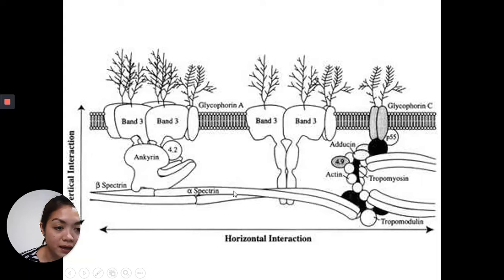Beta monomer and alpha monomer, and the same one here. This is protein 4.1, which attaches glycophorin C to your spectrin, with minor addition of adenosine, protein 4.9, actin, tropomyosin, and tropomodulin. Okay, it's the first complex. The second complex is the ankyrin complex, which connects band 3 to spectrin, plus the participation of protein 4.2. So, ankyrin complex, protein 4.1 complex.